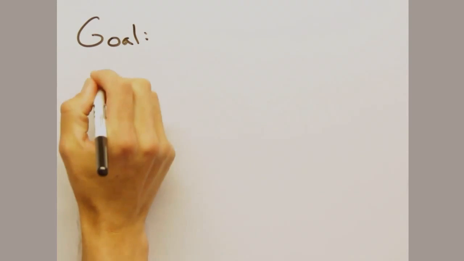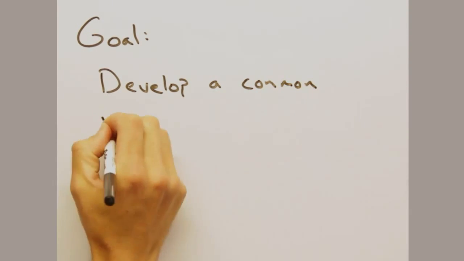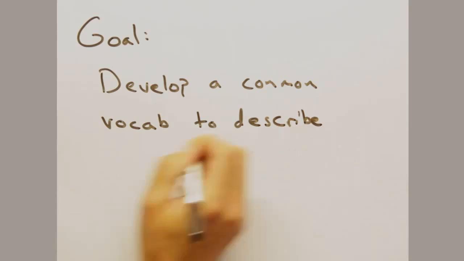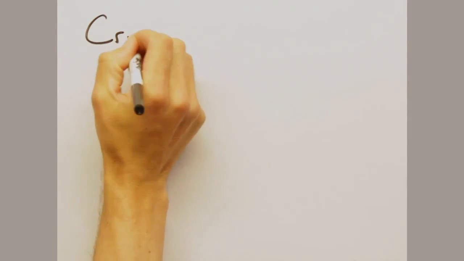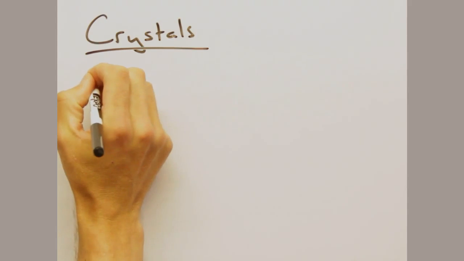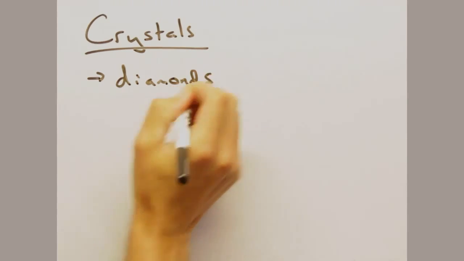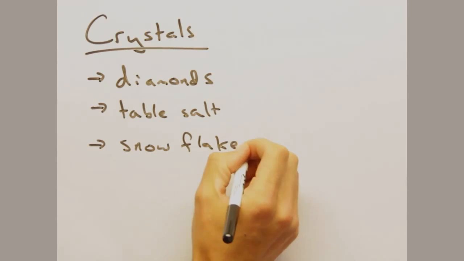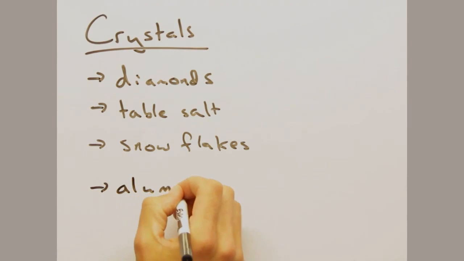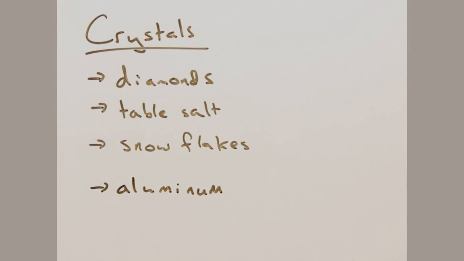Today we want to develop a common vocabulary that we can use throughout the course to talk about crystals and their microscopic structure. Just to be clear, everyone, when Eric says crystals, most people tend to think of macroscopic structures with clearly defined facets, like diamond, table salt, and snowflakes. While these are indeed crystals, it turns out even something like aluminum is composed of crystals, which may not be obvious now, but by the end of the video it should be.